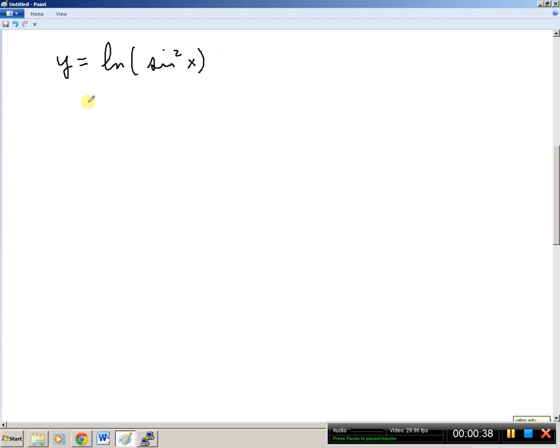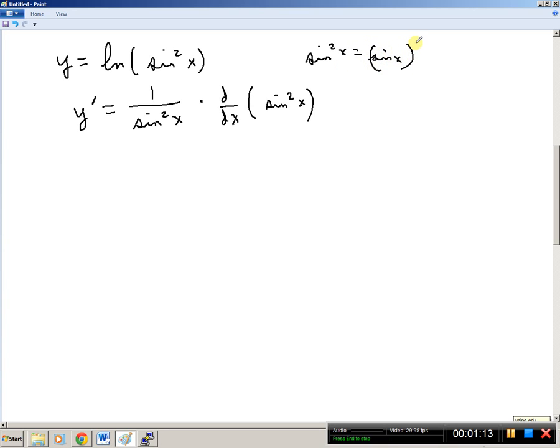So y prime, or dy dx, is going to be the derivative of the log, and the derivative of the log of anything is going to be 1 over that anything. So we just write 1 over whatever is inside the log. But then we have to take the derivative, and I'll write it out in longhand this time, times the derivative of what's inside. So that's the derivative of the sine squared of x. And to take the derivative of this, we have to remember that the sine squared of x means the sine of x quantity squared. So this is 1 over sine squared of x.